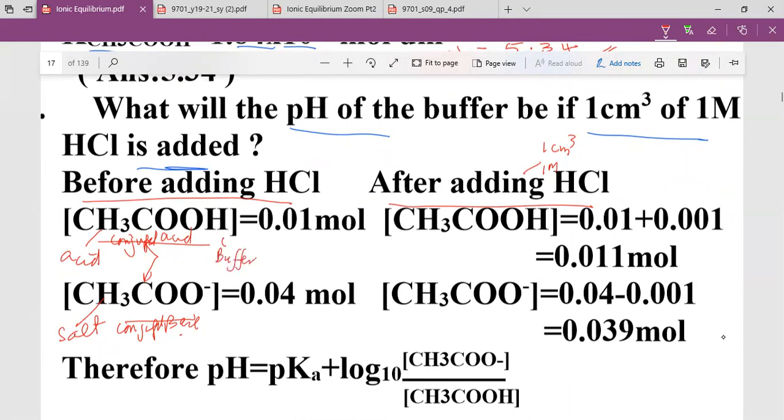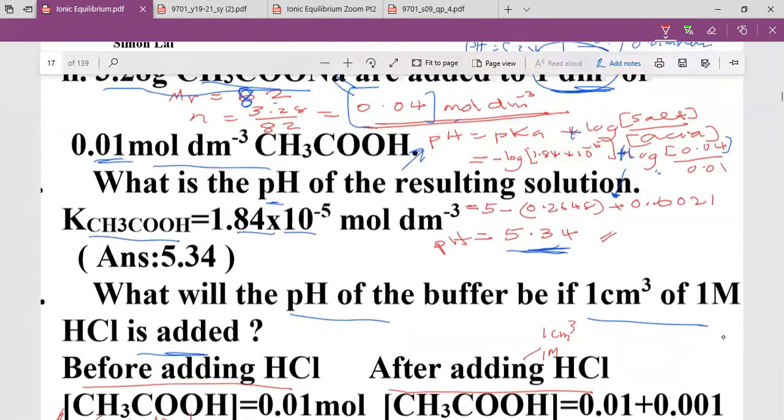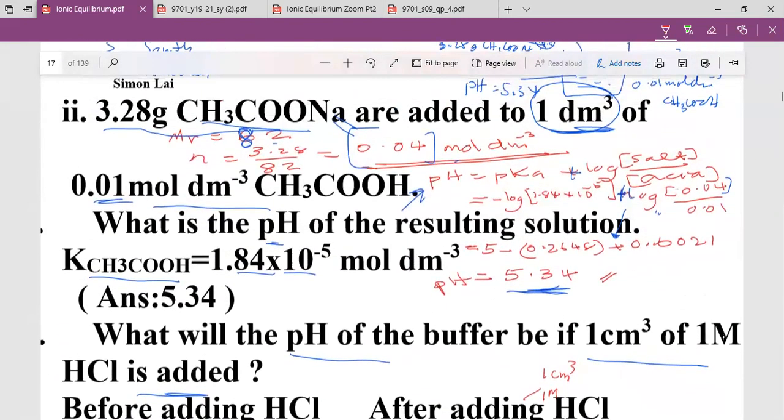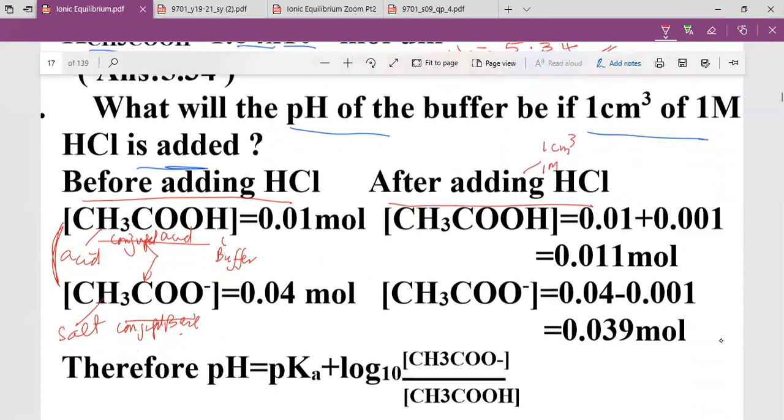Okay, right? These two are your buffer. Remember why? The number of moles is in 1 dm cube, isn't it? So the number of moles of acid is 0.01, in the 1 dm cube.